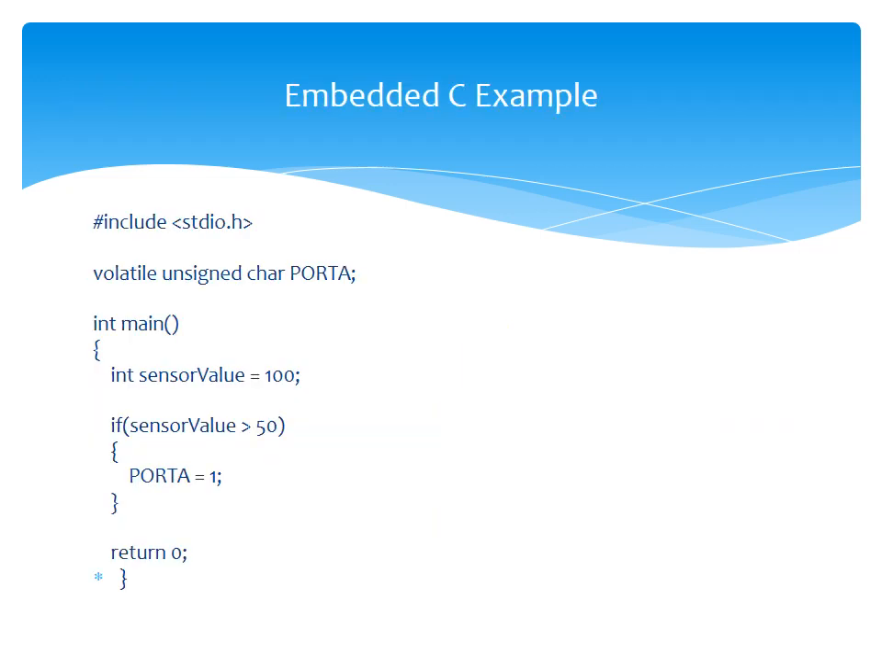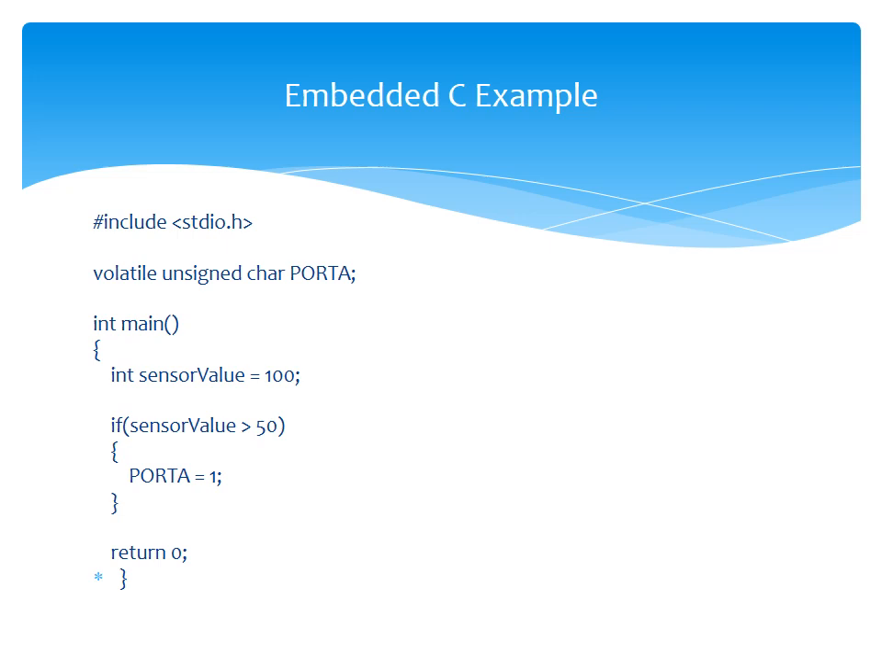You can see a #include and a header file is included, and we have declared portA as unsigned char, and you should understand it can be an 8-bit port. Again it is declared as volatile. So why volatile? Because the portA values may get changed. And inside the main program, you have int sensor_value. This is again a variable, and it is initialized with a value of 100.